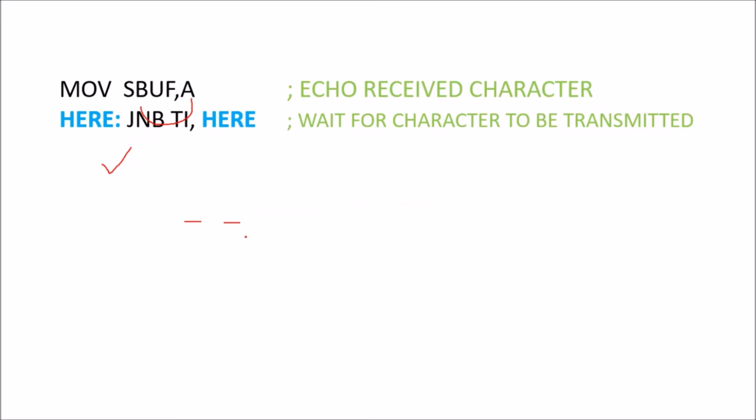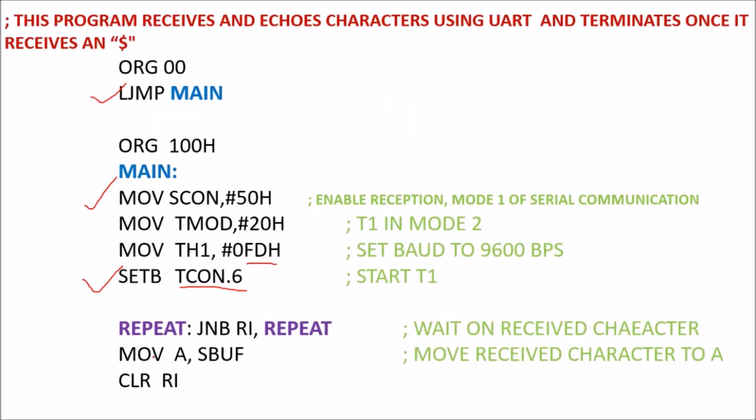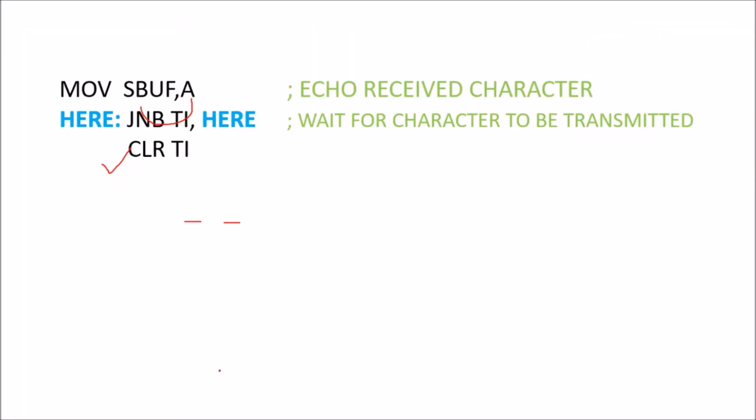So the repeat label is given here. That means again check whether a character is received or not. If it is received, transmit it. And if the received character is a dollar sign, then end the program. So this is how we can write this receiver program.